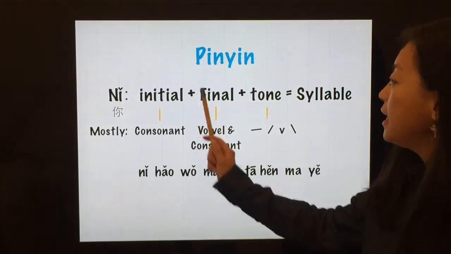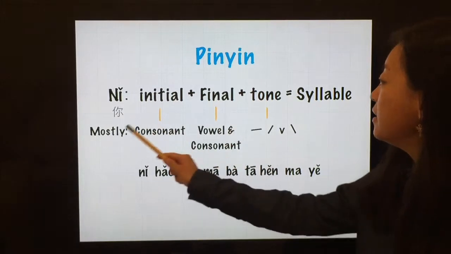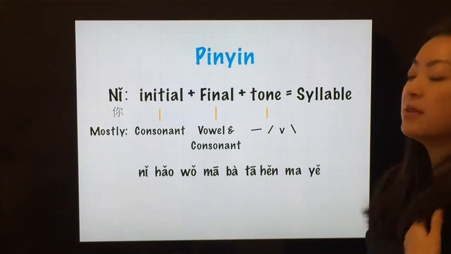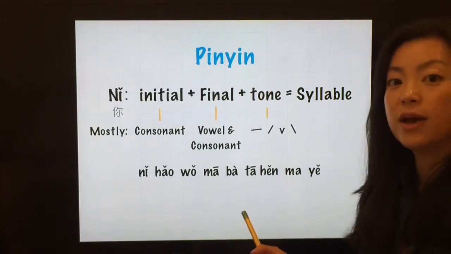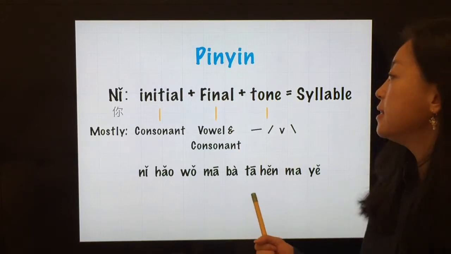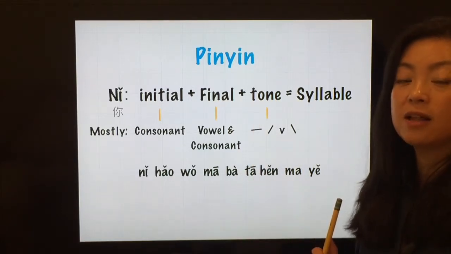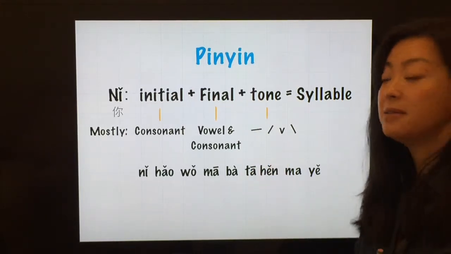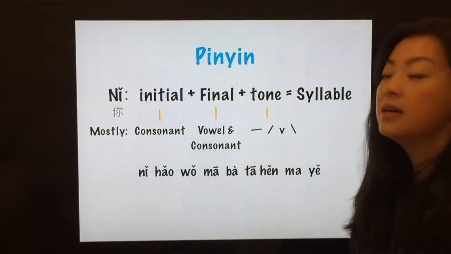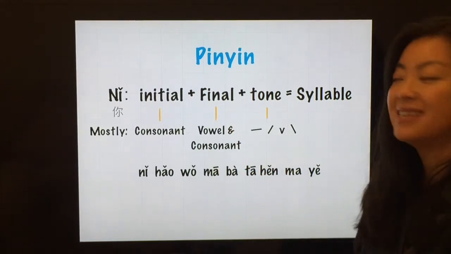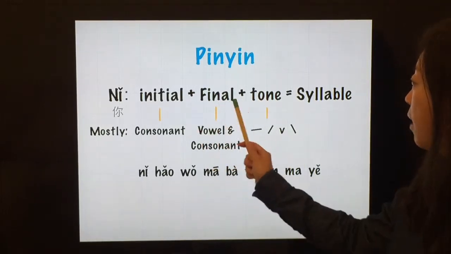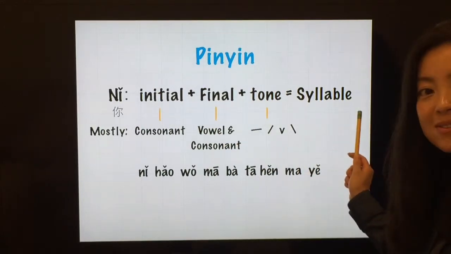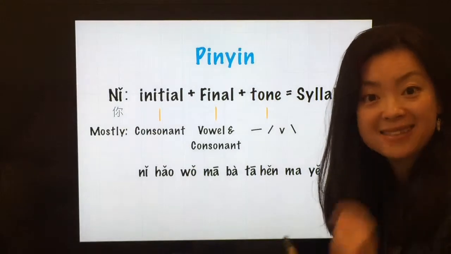For the initial, usually a consonant will be the initial. But we also have a very special situation where the initial is a vowel, but those situations are not very common. And the final is usually made of vowels, or vowels and a consonant. So this is the tone. The 3 parts, initial, final, and tone, become a whole syllable. And each character is 1 syllable.